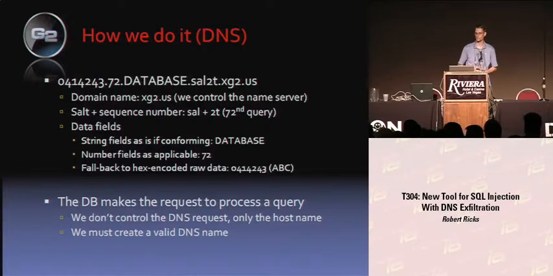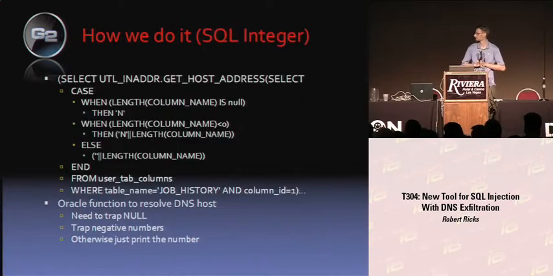For example, on an integer, how would you do this? How many of you can't read this? Okay, people in the back can't read.